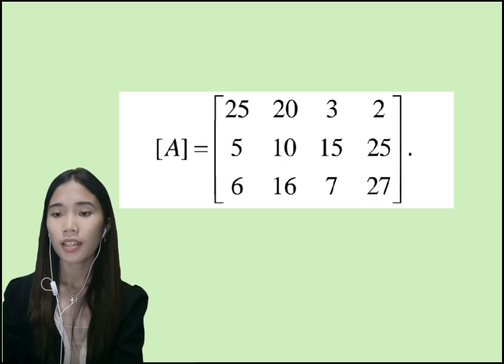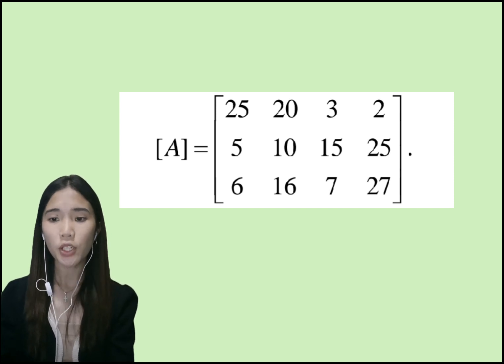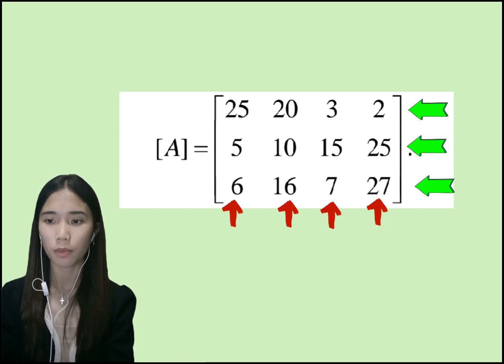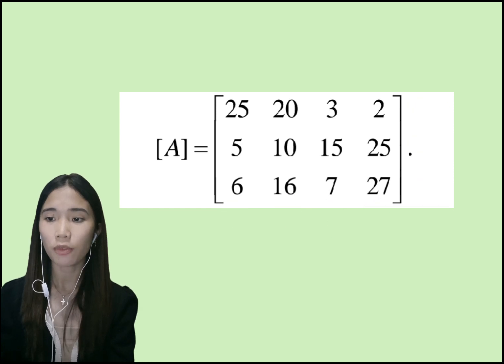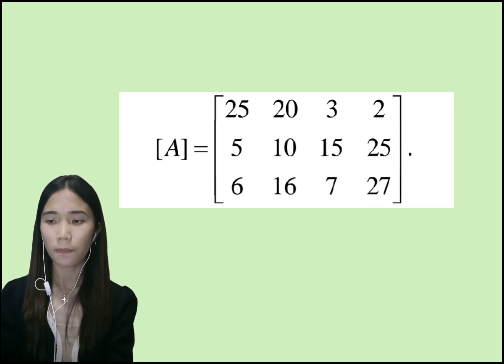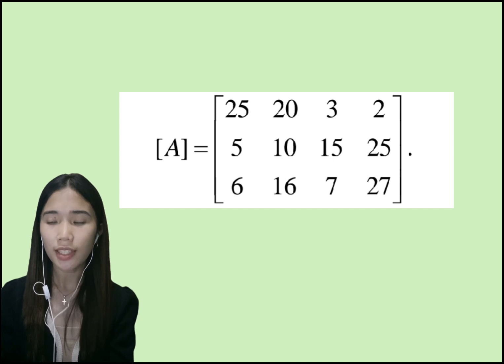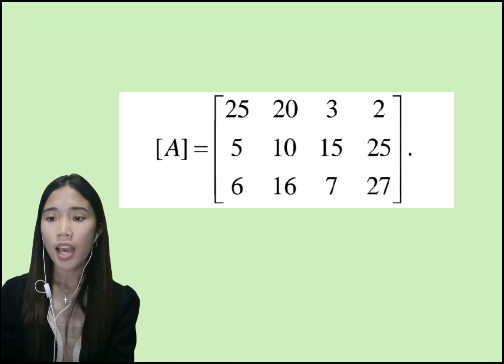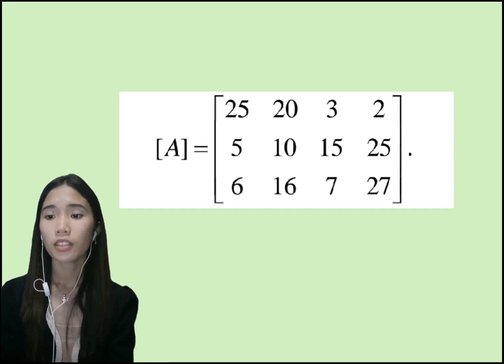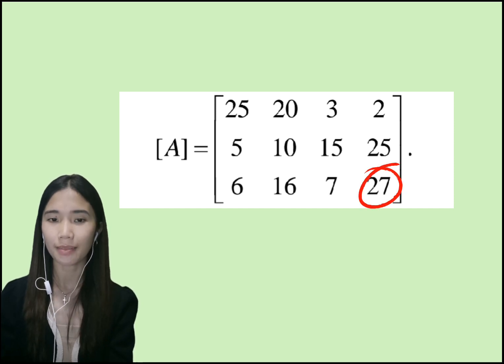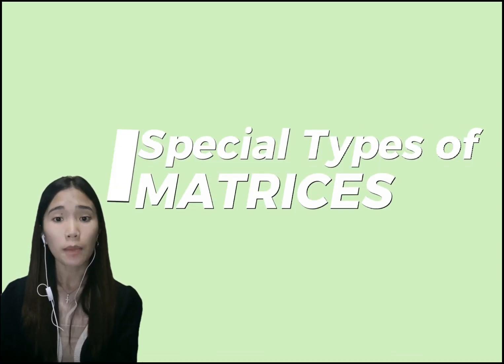The matrix for the tire sales example could be denoted by the matrix A as in this illustration. Here in the illustration, there are 3 rows and 4 columns, so the size of the matrix is 3 times 4. In the illustration, the number in the position of a_3,4 is 27. We will now move forward to the special types of matrices.